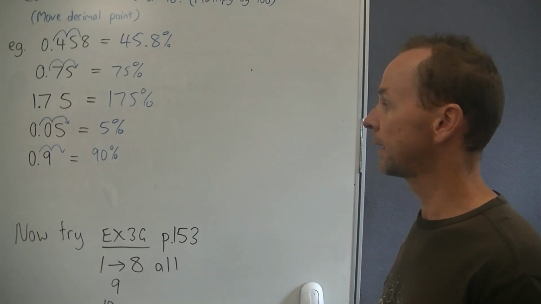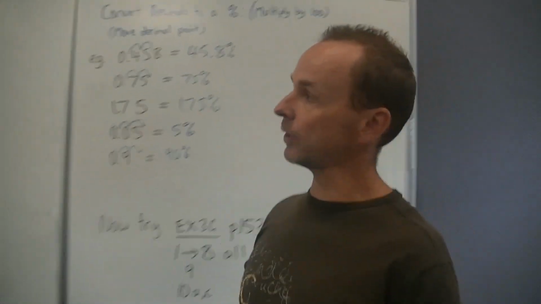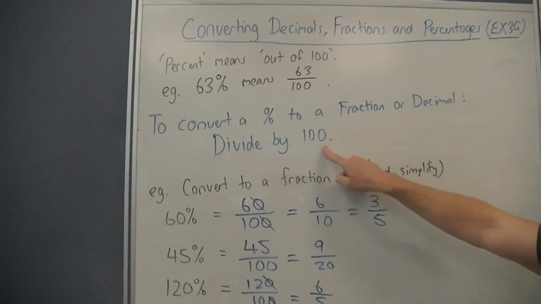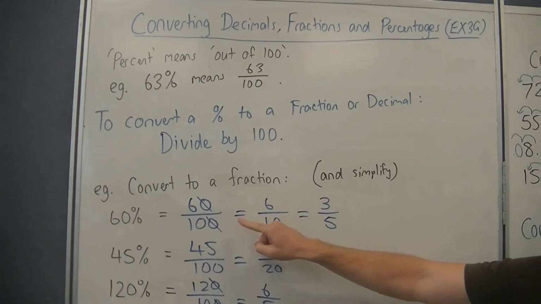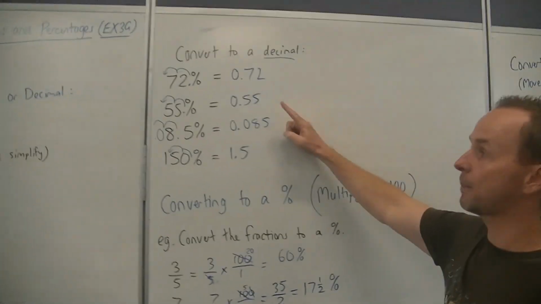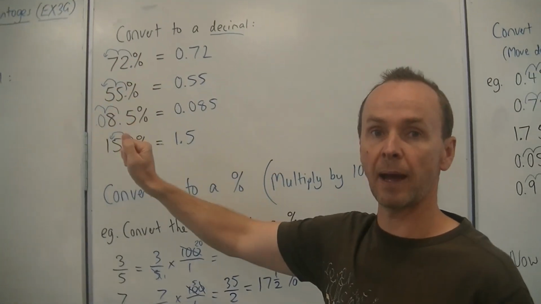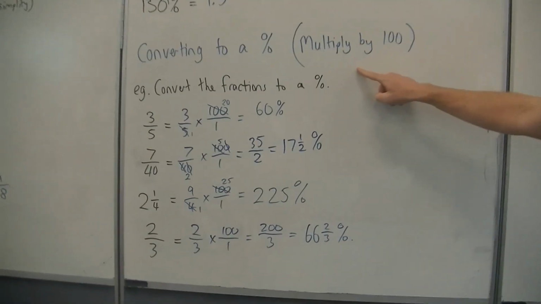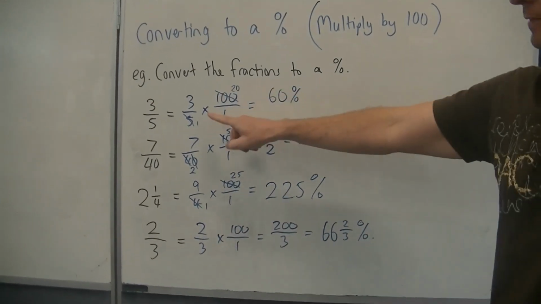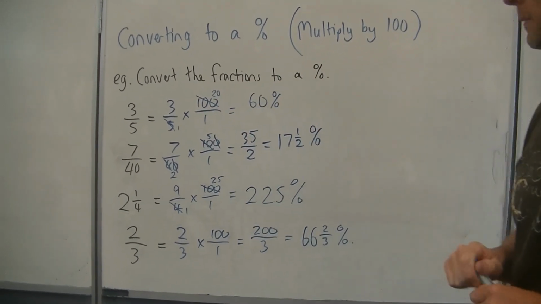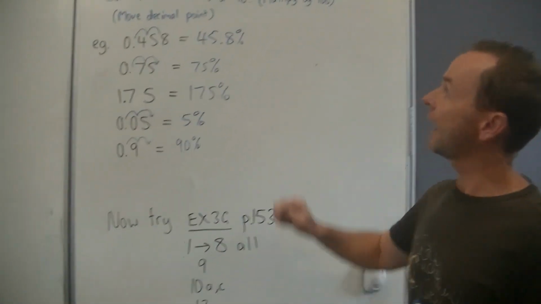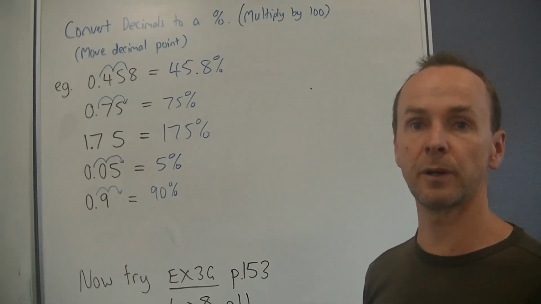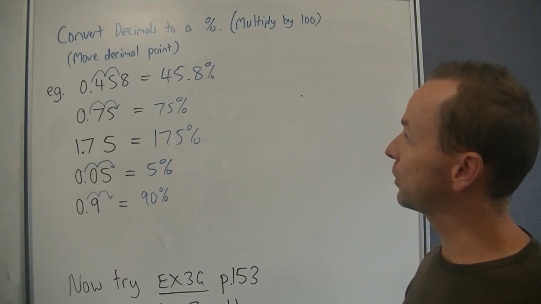People get that wrong. So hopefully, just to recap really quickly, to convert from a percentage, you divide by 100. As a fraction, over 100. As a decimal, divide by 100 by moving the decimal point 2 spots back. And then over here, converting to a percentage, you just multiply by 100. If it's a fraction, it's hard. You have to go times by 100 over 1. Simplify. And as a decimal, it's really easy. You times by 100 by moving the decimal point 2 spots to the right. And that's all we've got for that.